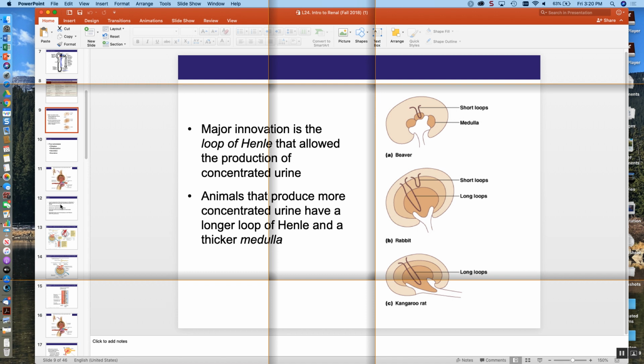But if we're talking about a kangaroo rat, that is probably one of the animals on this planet that can really concentrate urine and conserve water. You can see it has the longest loop of Henle, the most pronounced renal pelvis, right? Because it has to accommodate these long loops of Henle, so that this animal can really concentrate urine and conserve water. Okay, so the major innovation is the loop of Henle allows the production of a concentrated urine, and animals that produce more concentrated urine have longer loops of Henle and thicker medullary regions, a more pronounced renal pelvis.